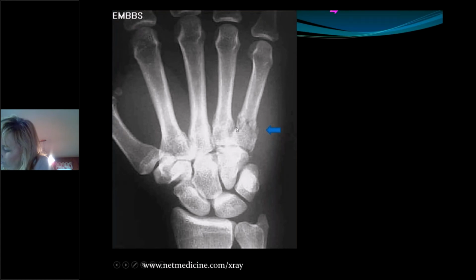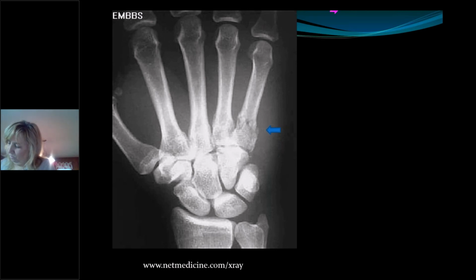This is a fracture of the base of the fifth metacarpal. This is not a boxer's fracture. Boxer's fracture occurs at the distal end. This is at the proximal end. So a little bit different things. So you just don't want to mix up the nomenclature. If you're not sure, just call it what it is.